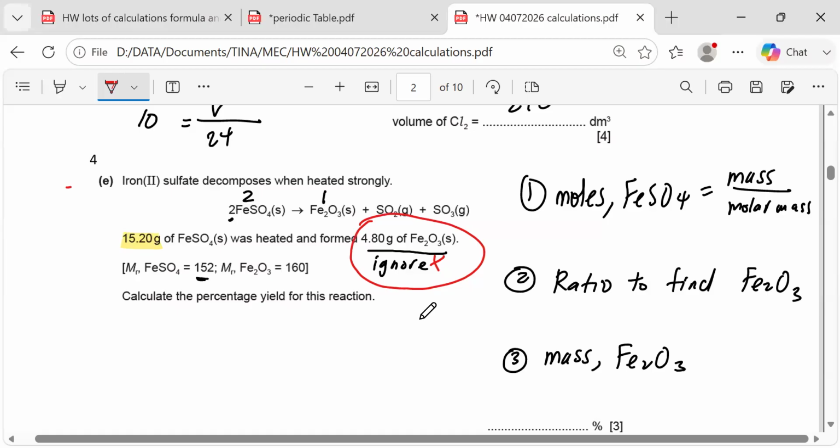How to find yield? The percentage yield is actual yield divided by the theoretical yield times 100% equals the percentage yield.